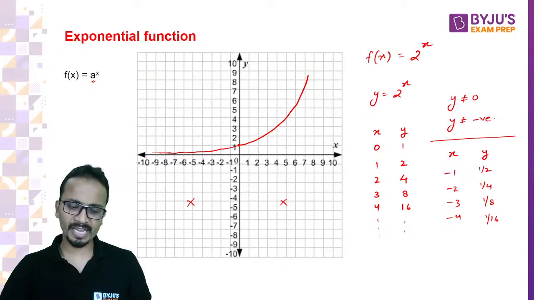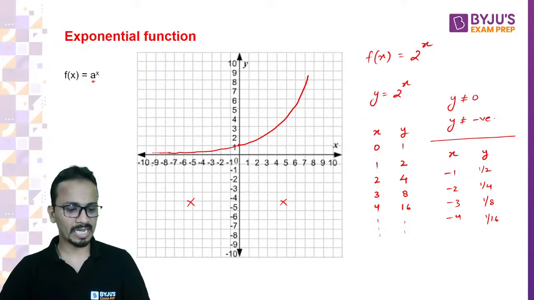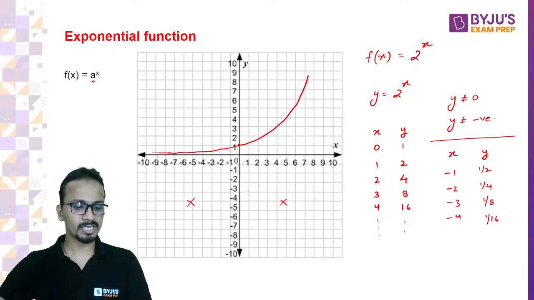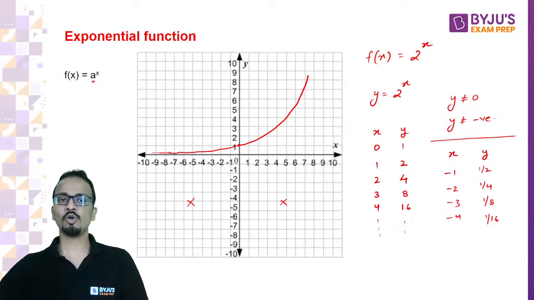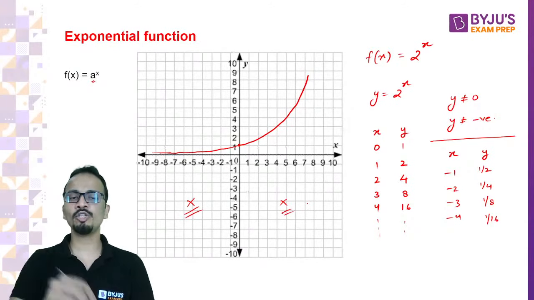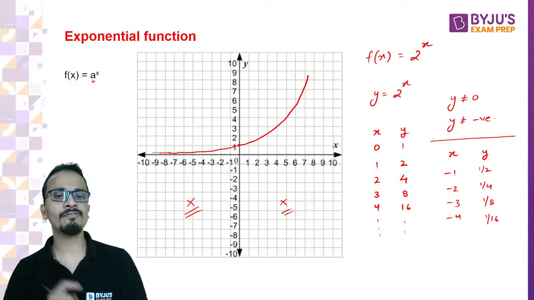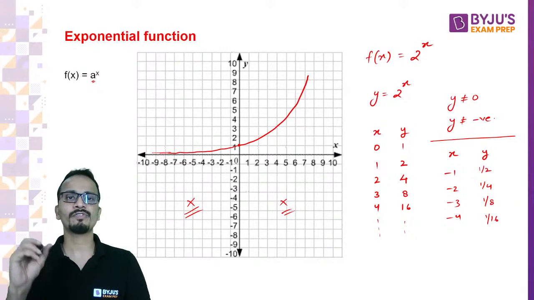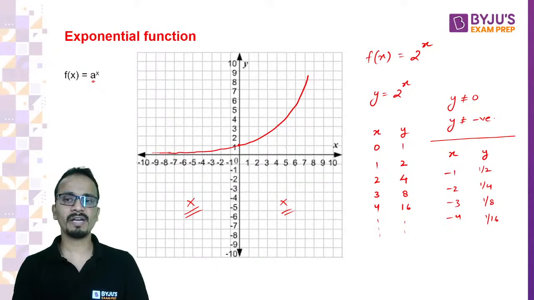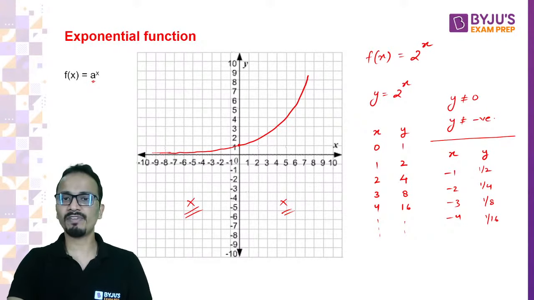Yes, Krupa, y cannot be a negative number. This is what I have mentioned. So in this case, the value of y will never be a negative number. So y's value will not be negative. That is why I have mentioned that the graph will not be present in the third and fourth quadrant. So this will be a rough graph of 2 raised to the power x, an exponential function.